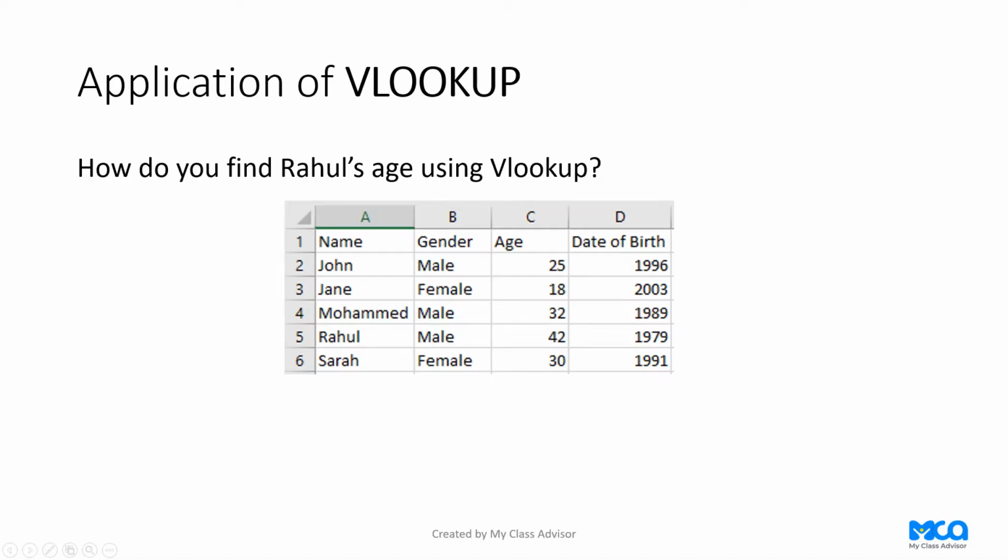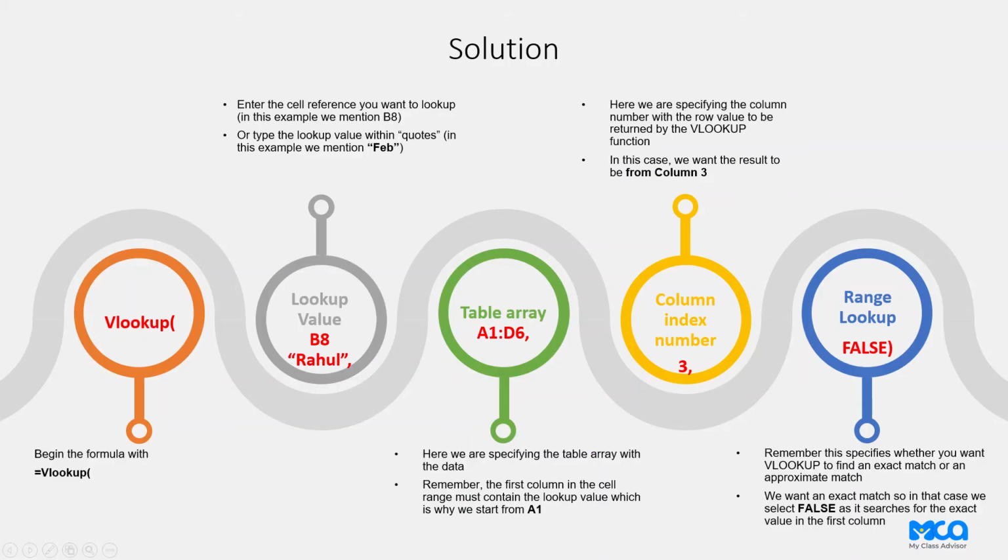The syntax may be a bit overwhelming. So here's an application of how we use Vlookup, which will help you better understand how this function actually operates. Here is a data set of a bunch of people with names, sex, age, and date of birth. Now, we want to find what is Rahul's age using the Vlookup function. We have two solutions to this problem. The first approach is using cell references, and the second approach is using unique values within quotes. Let's go through them one by one.